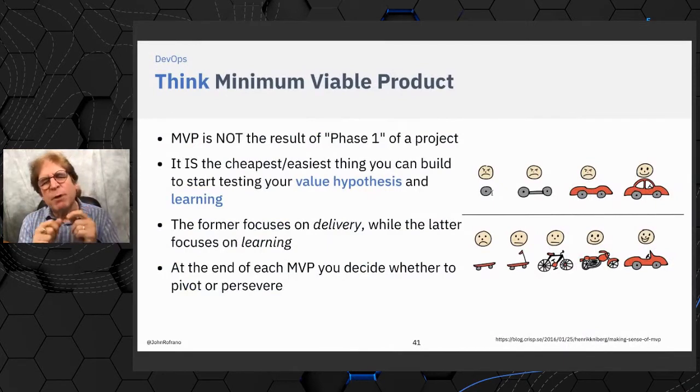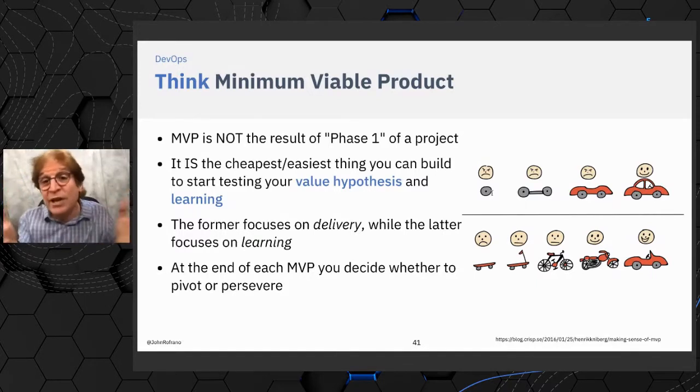Minimum viable product is probably the most misunderstood thing in corporate America. I think all the startups get it. But in corporate America, people think, oh, that's your first phase one of your project is MVP one, right? And give me your first 3 MVPs.